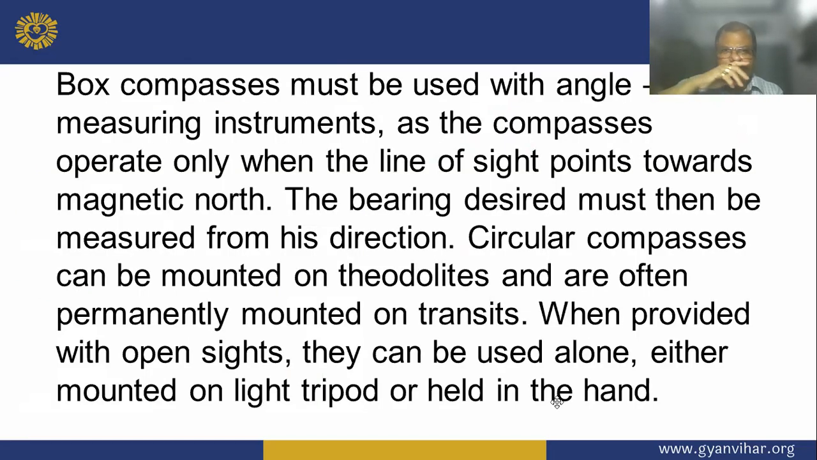So a box compass must be used with an angle measuring instrument, as the compass operates only when the line of sight points toward magnetic north. Okay, magnetic north means, this is a compass.